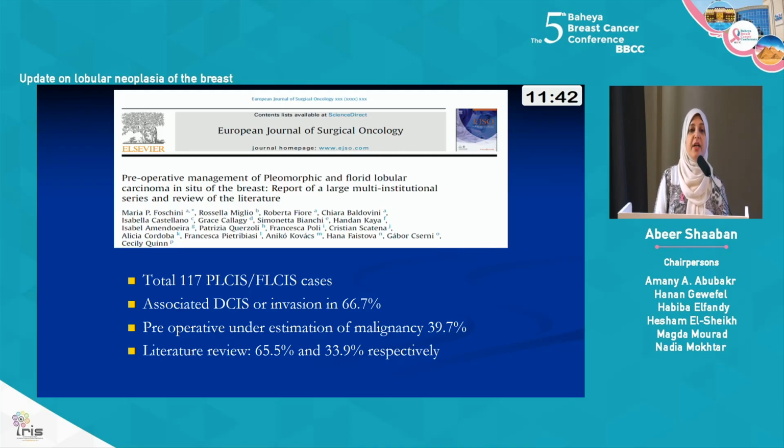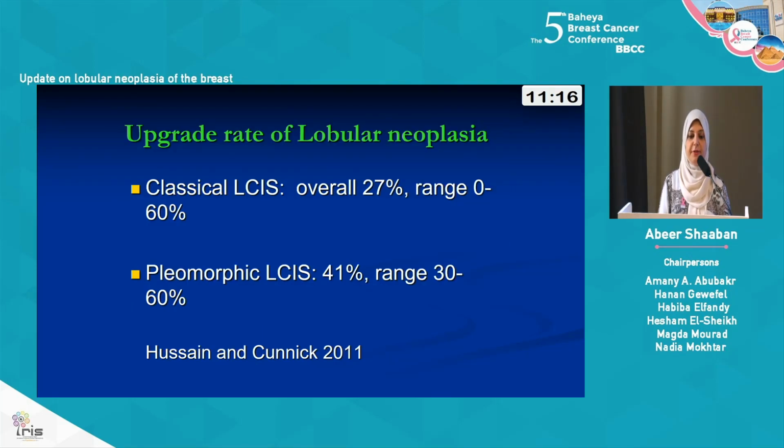We found that there is associated DCIS or invasive disease in 2/3 of the cases, and the underestimation of malignancy was almost 40%. They also did a literature review, which found the upgrade was 65% and the underestimation of malignancy about 34%. So around this figure. This indicates that it is an aggressive disease.